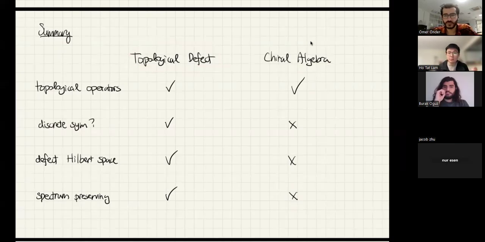The second important difference between the two is that topological defects always have this notion of a defect Hilbert space. And this puts very strong constraints on the possible topological defects that we can have.